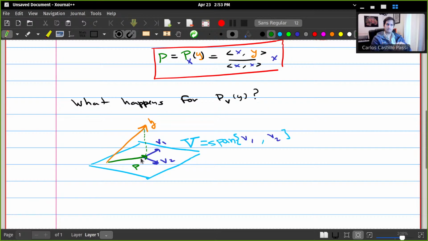So I think P could be a linear combination of vector v1 and v2. Yes, that's true. The span is the same as all the linear combinations between v1 and v2. So yes, V, the vector space, is a linear combination of v1 and v2.